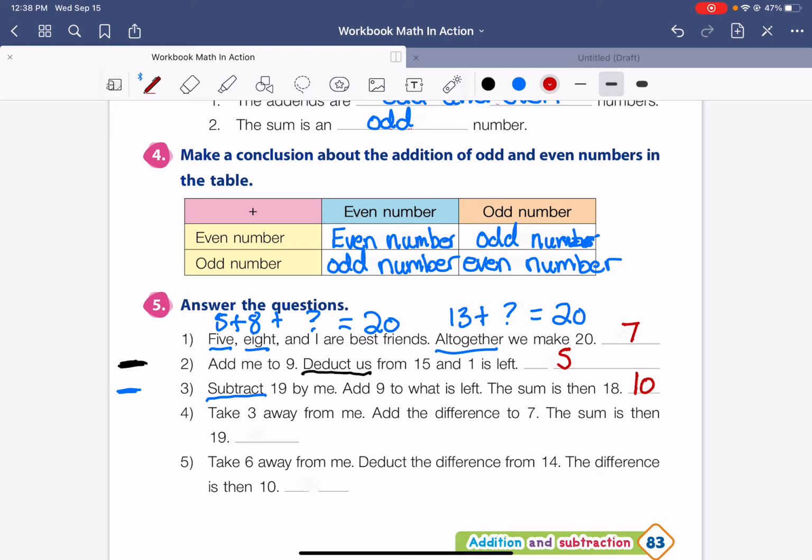All right. Take 3 away from me, right? When we say take 3 away from me, that also means minus. Add the difference to 7. Add whatever was left to 7. The sum is 19.